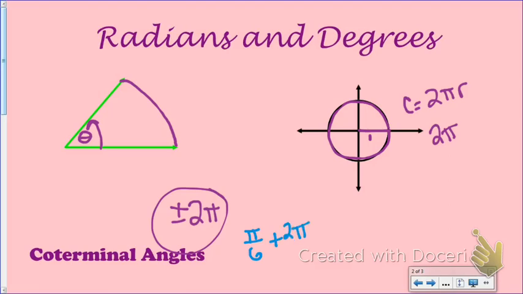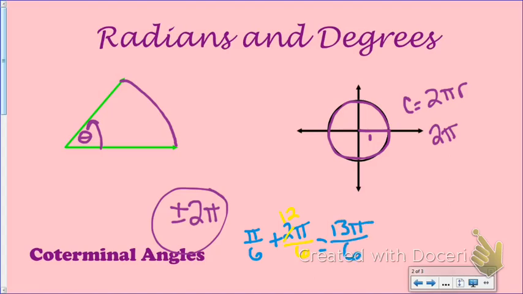Now this is the reason why it's important for us to know how to work with fractions. Because in order to add 2 pi, I can't just add across and say it's 3 pi over 6. That doesn't work. In order to add fractions, I have to have a common denominator. So if I make this over 6, I need to multiply the top by 6 and make that 12. Which means that what I'm going to have here is 13 pi over 6.